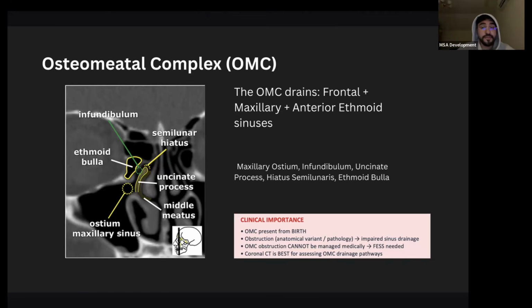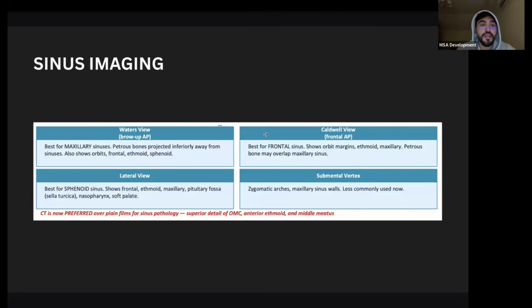It's present at birth, and any obstruction to it would lead to impaired sinus drainage. Okay, so you would need to go in and drain the sinuses so that you would not cause abscesses and infections. Okay, so this is the most important part, what it drains: frontal, maxillary, and anterior ethmoid sinuses.